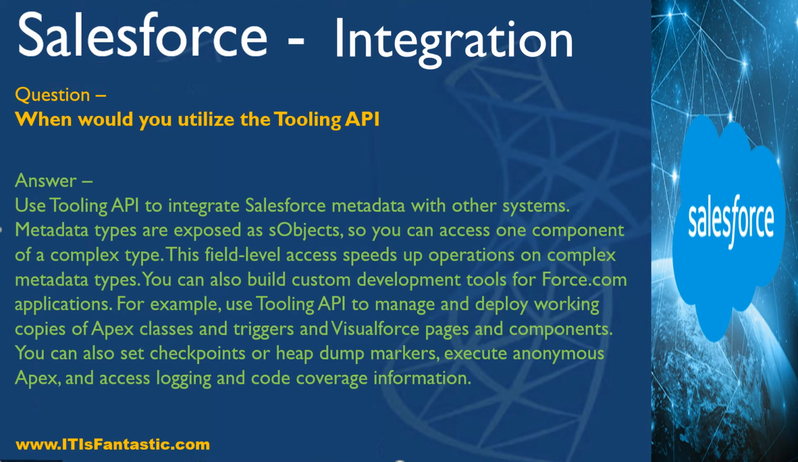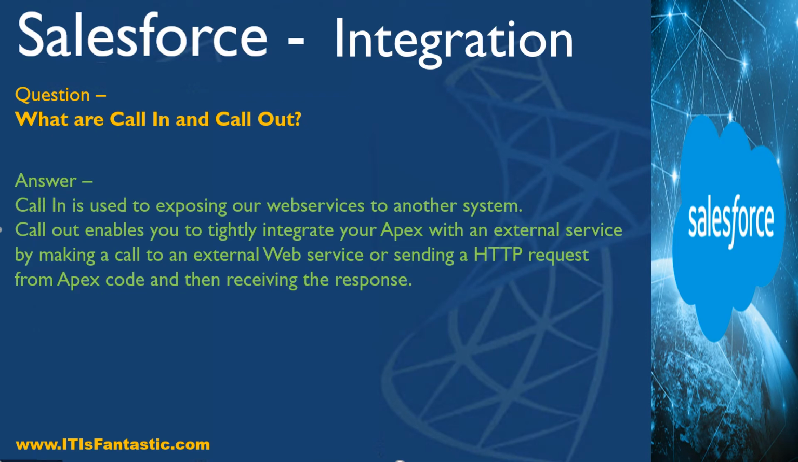When would you utilize the Tooling API? We use the Tooling API to integrate Salesforce metadata with other systems. Metadata types are exposed as objects, so you can access one component of a complex type. What are call-in and call-out? Call-in is used for exposing our web services to another system. Call-out enables us to tightly integrate our Apex with an external service by making a call to an external web service or sending an HTTP request from Apex code and then receiving the response.